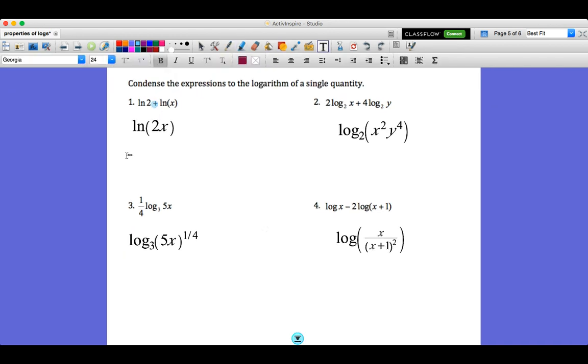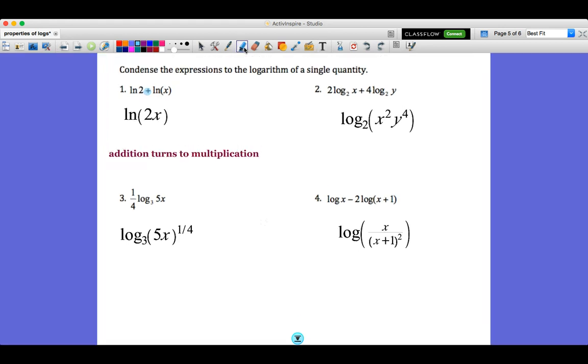So this time we know that we start with addition. So addition turns to multiplication. But to rewrite that first one, we have ln of 2 plus ln of x, turn it into one single natural log, so just 1 ln, and turn it to multiplication. So our final answer for number 1 is just ln of 2x. Number 2 is pretty similar, so we have addition in the middle, so we're going to turn it into multiplication.